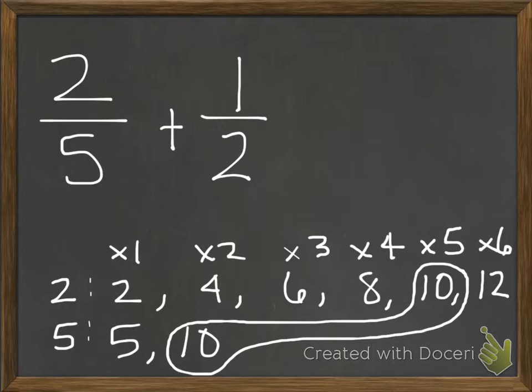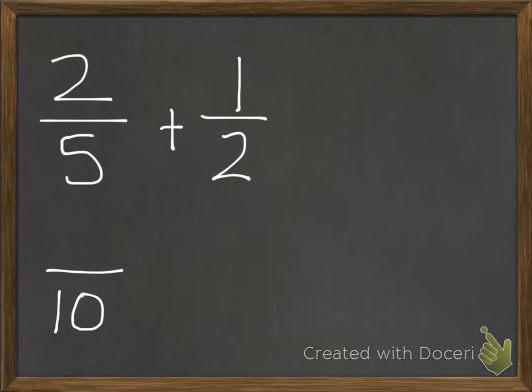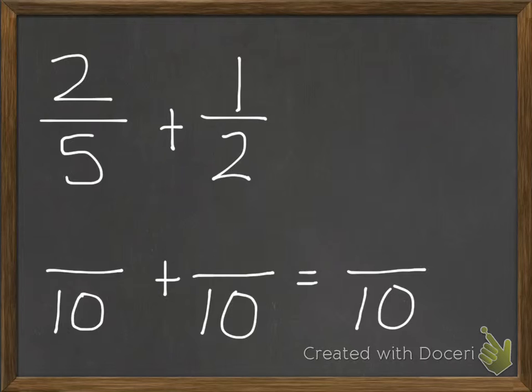Now, normally I'd want you to keep this work on your paper. However, go ahead and erase this. Remember that number 10. And now we're going to rewrite our problem. This is exactly how you want to rewrite it. Now, what we're looking for is how do we go from 5 to 10? 5 times what equals 10? We know 10 is a multiple of both 5 and 2. Now we just need to get there. 5 times 2 equals 10. So what you do on the bottom, you must do on the top. 2 times 2 is 4.